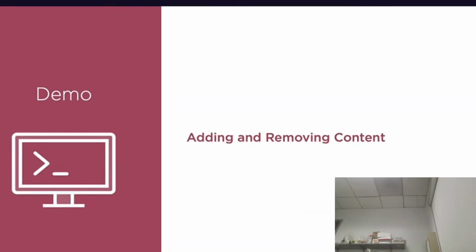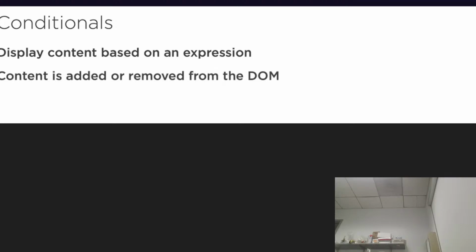The scenario that we just saw, where we have content that can't render because it doesn't know what the object is, is quite common. In fact, a lot of times you're going to run into scenarios where you need to add or remove content based upon an expression. That's what we're going to explore here. The way this works is by using conditionals. Conditionals allow us to display content based upon an expression. We'd like to add or remove the content from the DOM based upon this expression.